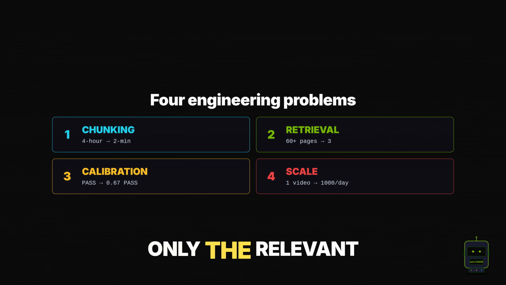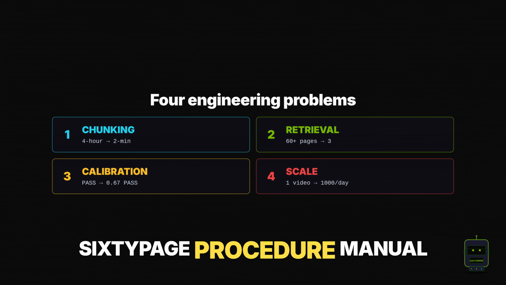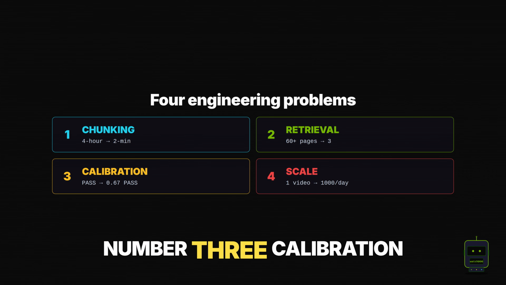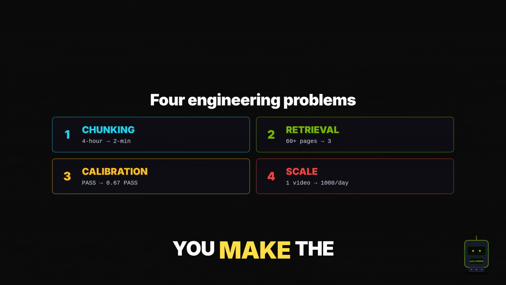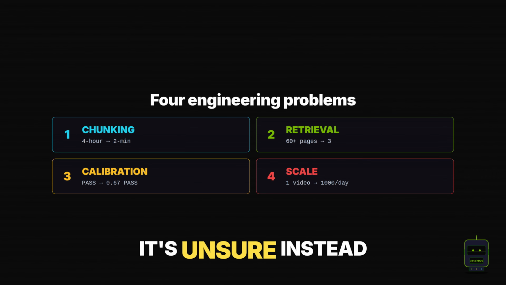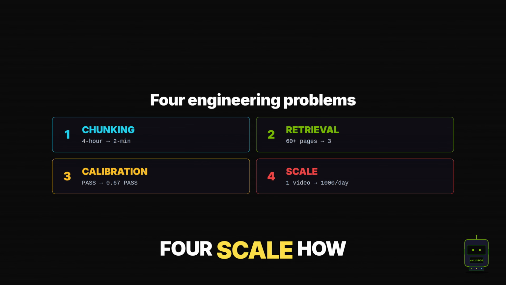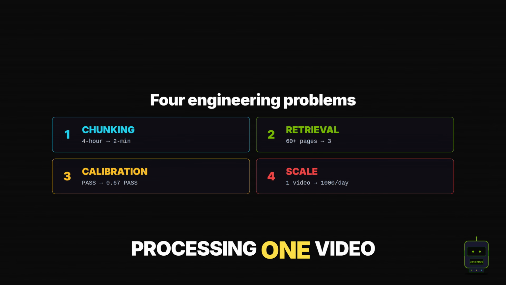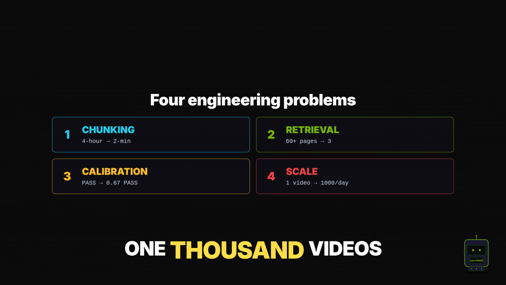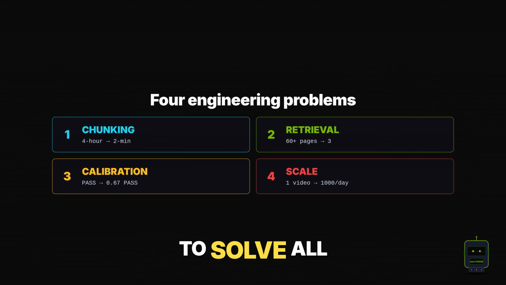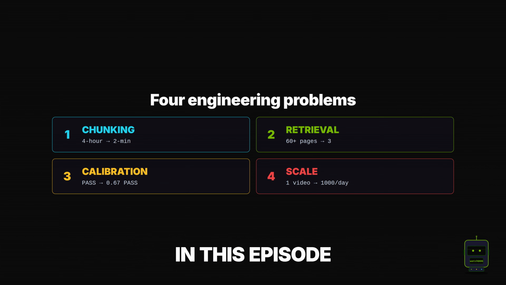Number 2, retrieval. How do you pull only the relevant pages from a 60-page procedure manual? Number 3, calibration. How do you make the model admit when it's unsure instead of sounding confidently wrong? And number 4, scale. How do you go from processing 1 video to handling 1,000 videos per day? Now we are going to solve all of these challenges in this episode today.